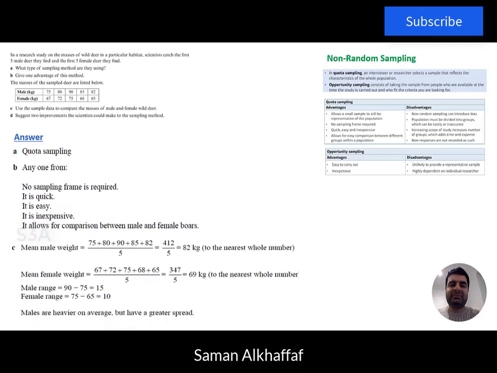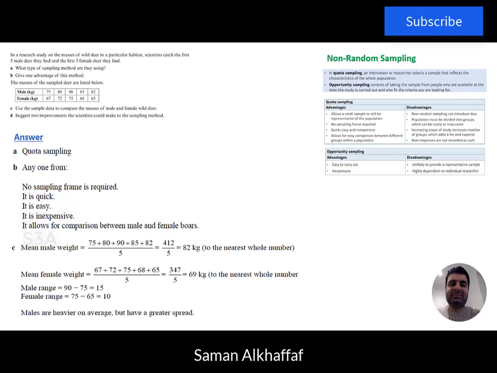So in this scenario, we take all the values for the male weights and divide them by the total number, which is 5. That would give us 412 over 5, which would be 82 kilograms, taking it to the closest whole number. That's for the male. For the female, again, we add all the numbers and divide them by the total number, which is 5. So that would give us approximately 69 kilograms to the nearest whole number.